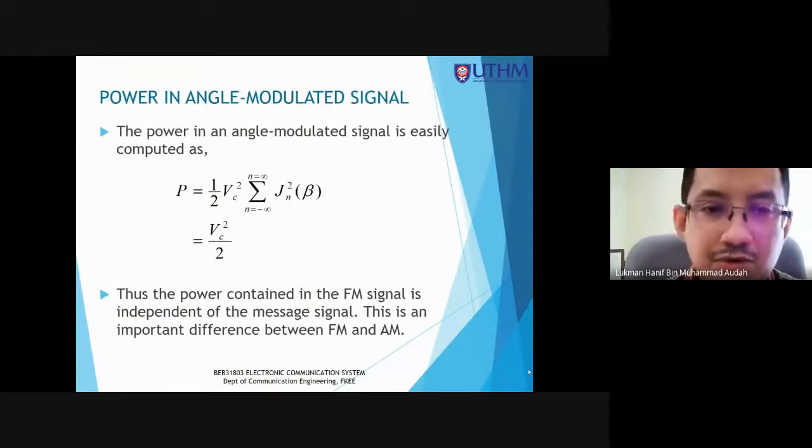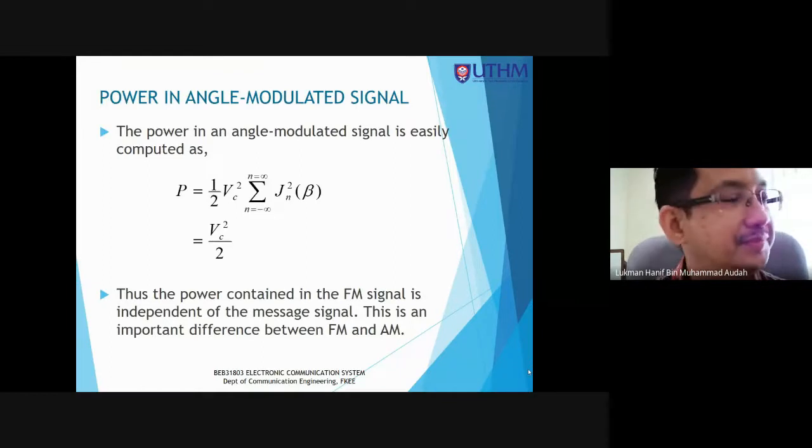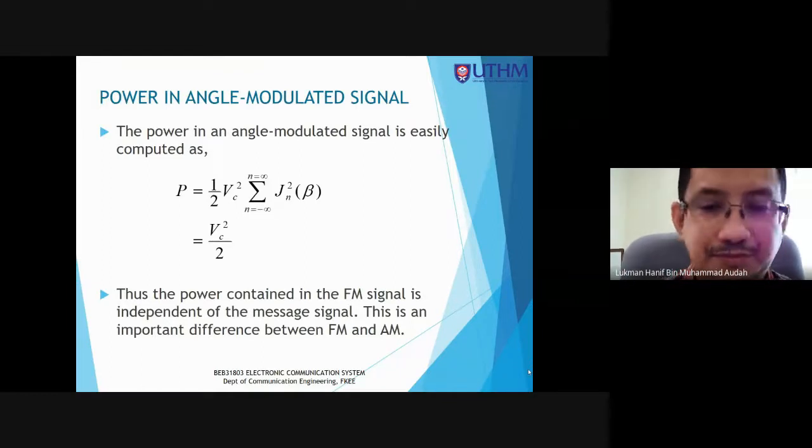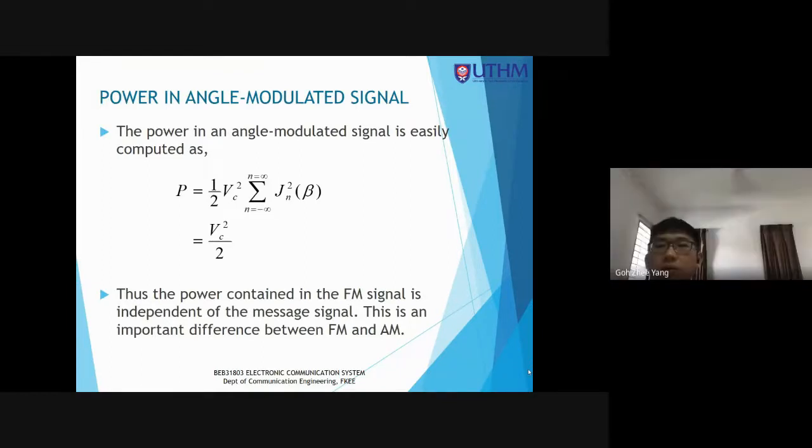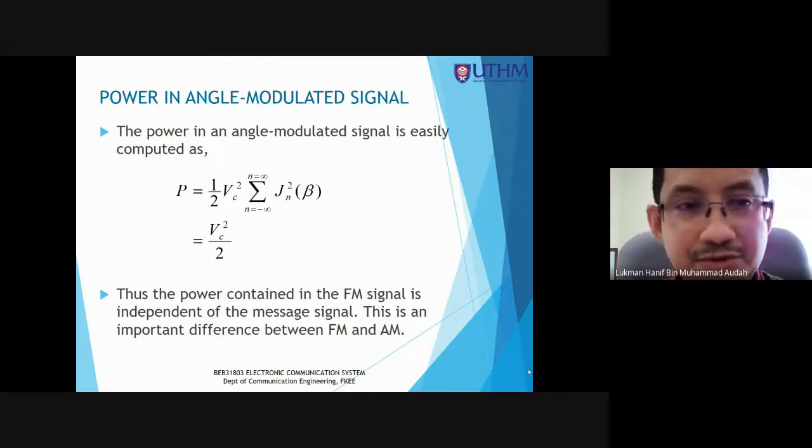Okay, can you see my screen? Can you hear my voice? Semua boleh nampak? Boleh, Doktor. Okay, thank you for the response.